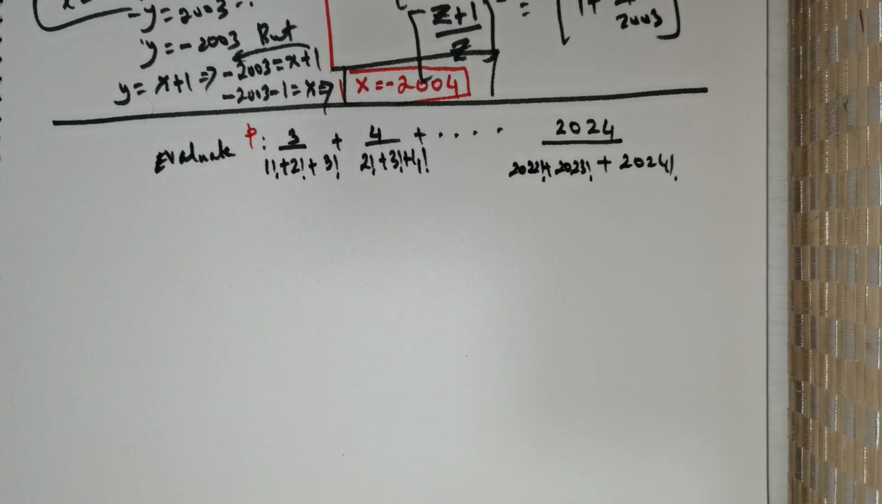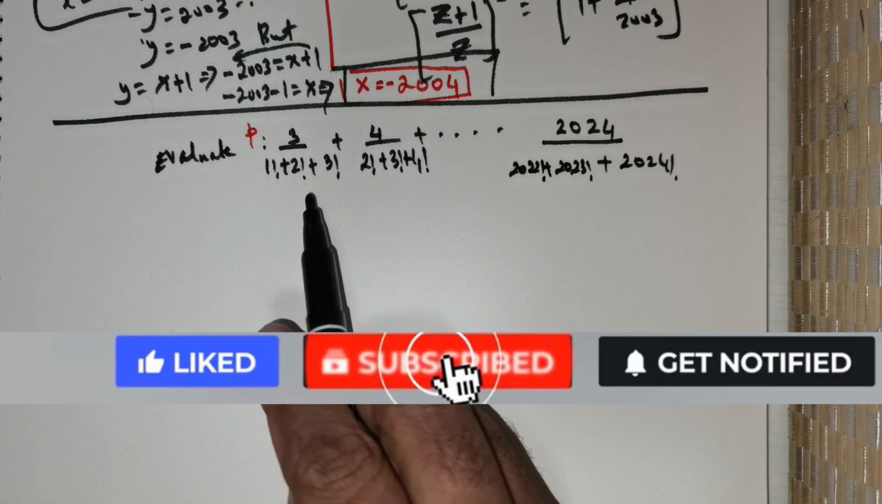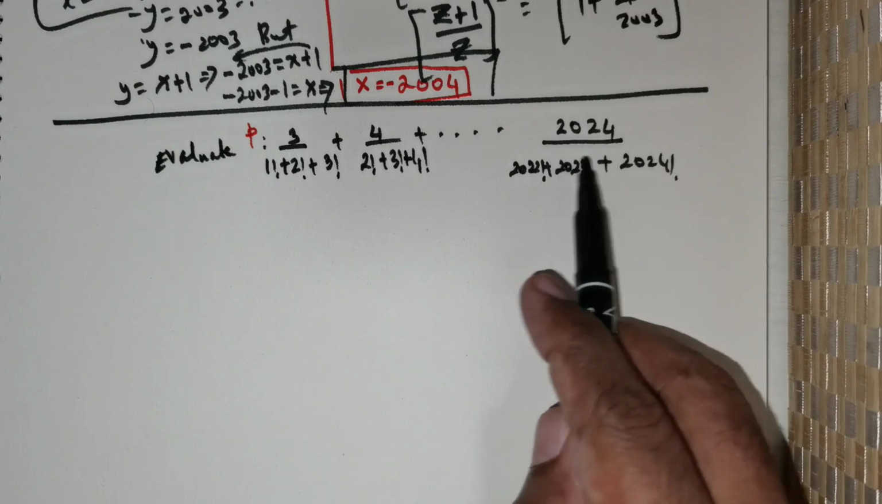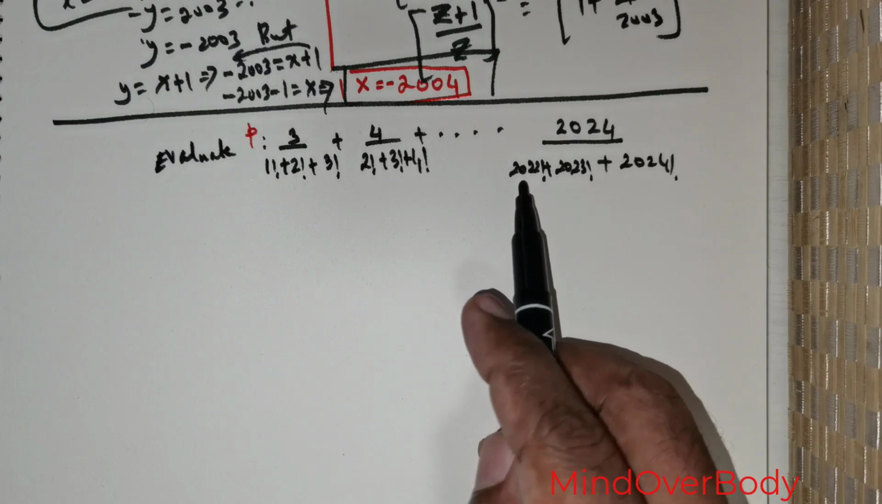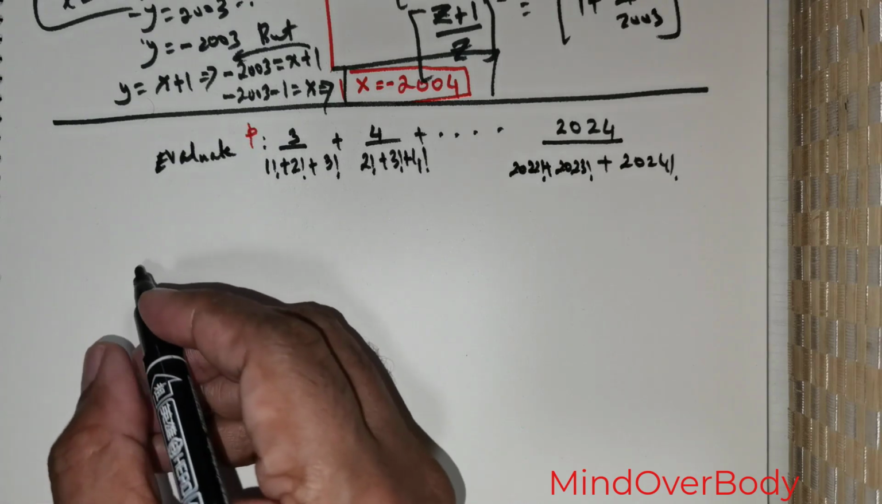Welcome students, we have been given this question: 3 over 1 factorial plus 2 over 2 factorial plus 3 over 3 factorial, etc. It goes up to 2024 divided by 2024 factorial, plus 2023 factorial, plus 2022 factorial. This is a beautiful question and it involves a series which has factorials embedded. And we are expected to solve this question. And how are we going to solve it? So this is the strategy that we can adopt.